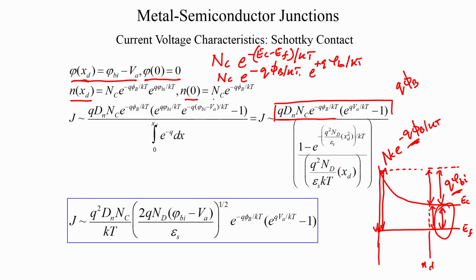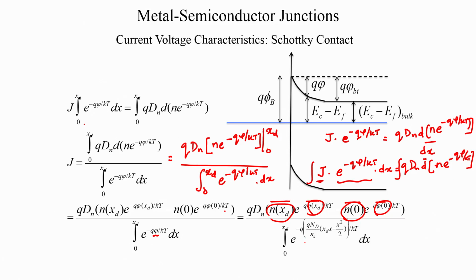Now, let us worry about the denominator now. So, that is the numerator. So, that is done, okay. So, now let us look at the denominator, okay. So, there is definitely a typo here, okay. So, that is not complete. So, if you go to the previous slide, if you look at the denominator, you had a term which was e to the power minus q square nd by epsilon s into (x d x minus x square by 2), the whole thing by kT, all right.